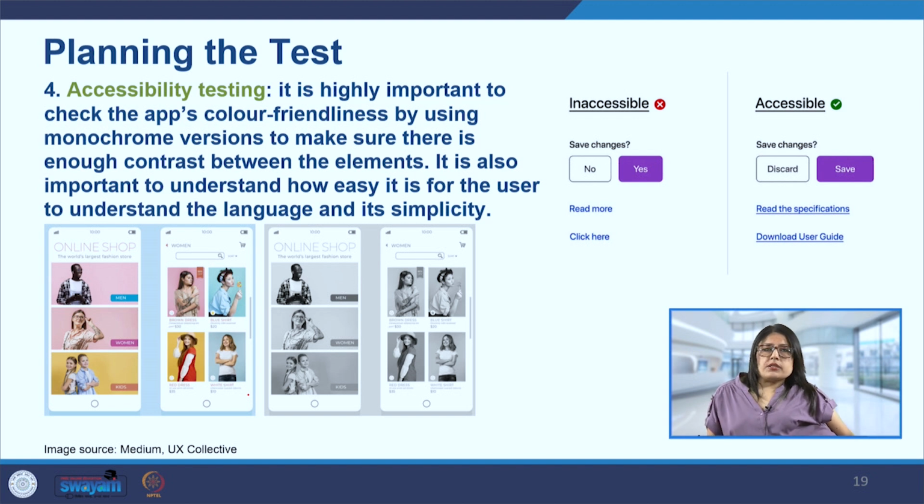So we can see two examples here. The one on the left is not a very good example of what we just discussed about accessibility. We can see that it says save changes question mark, and the options are no and yes, and underneath that we have two options that one can click for further information, one which says read more and the other which says click here. So it is rather unclear what will be under read more, what happens if I click, what is it that I am going to read, that is not sure.